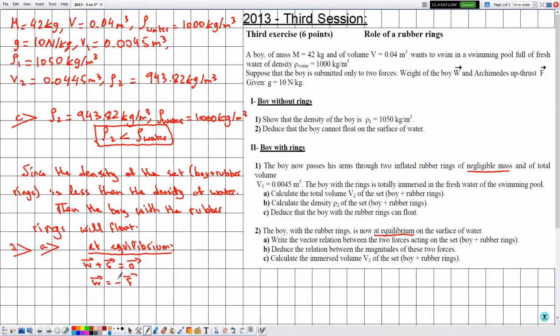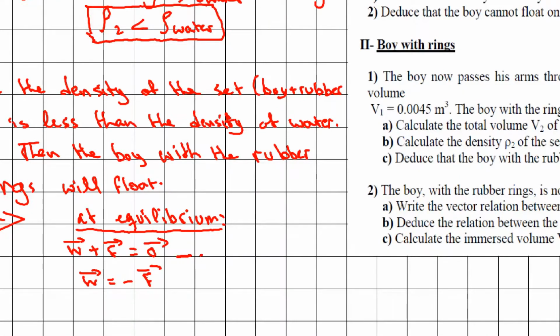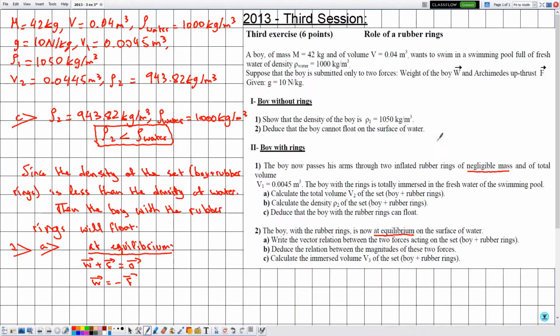What does the first equation tell us? That the effect of both forces acting on this set cancel each other, whereas the second equation tells us that both forces have the same line of action, opposite direction, same magnitude. And recall that this weight represents the real weight, as we have stressed earlier in the beginning of the exercise. Now part B.